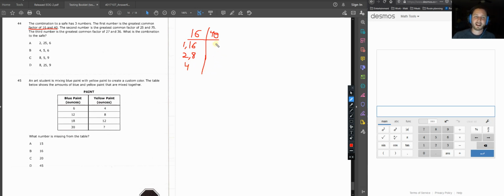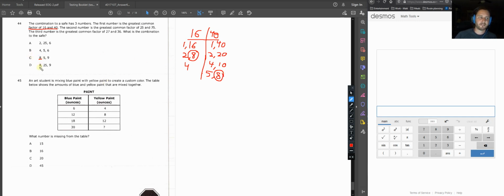For 40, I can divide 40 by 1 and 40. I can divide it by 2 to get 20. I can divide it by 4 to get 10. And I could divide it by 5 to get 20. Whoop, not 20. I can divide it by 5 to get 8. So the biggest number they have in common is 8. So my first number should be 8.